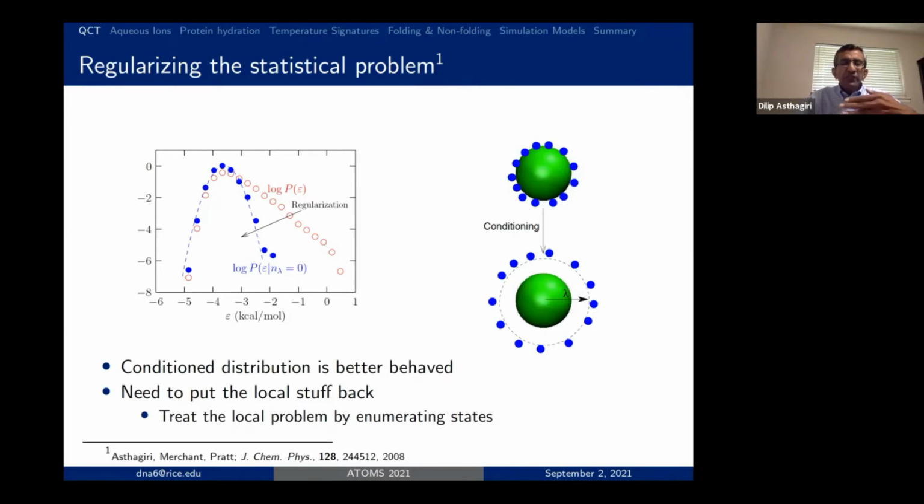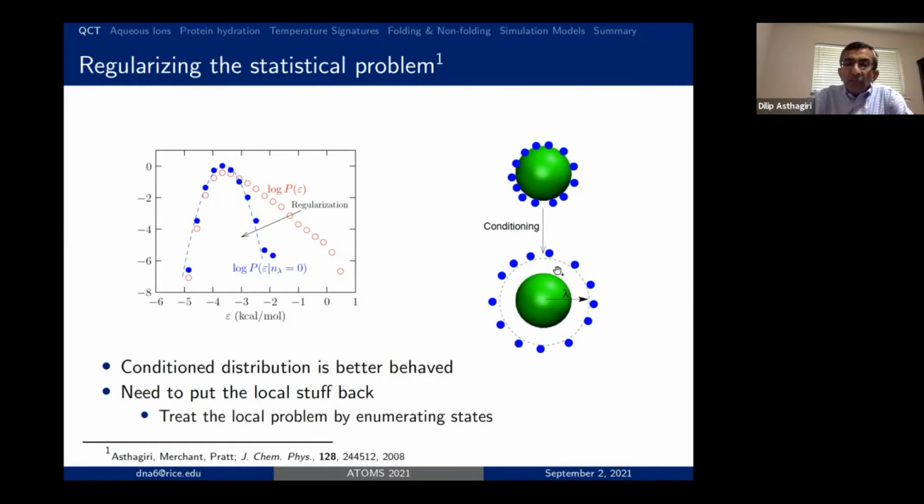And as I move this solute-solvent interface farther and farther from the solute, what you will find is that the binding energy distribution of this conditioned or regularized solute becomes better. In fact, it will tend to be a Gaussian as you move it farther and farther away. And it is easy to deal with a Gaussian in the potential distribution theorem. But now we have a different problem.